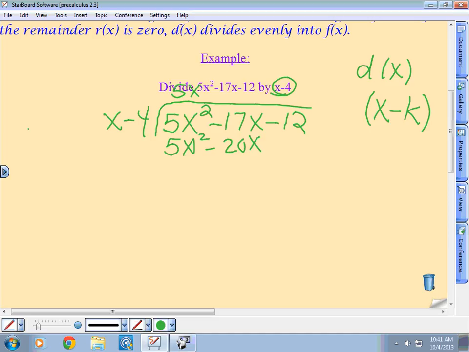And then what did you do when you did long division? Once you got to this point, what did you do? You subtracted. So guess what? If I subtract, that means I'm changing that sign, right? Subtract and multiplying the whole thing by minus, right? So 5x squared minus 5x squared is 0. That cancels out. 17x plus 20x is 3x. 3x minus 12.